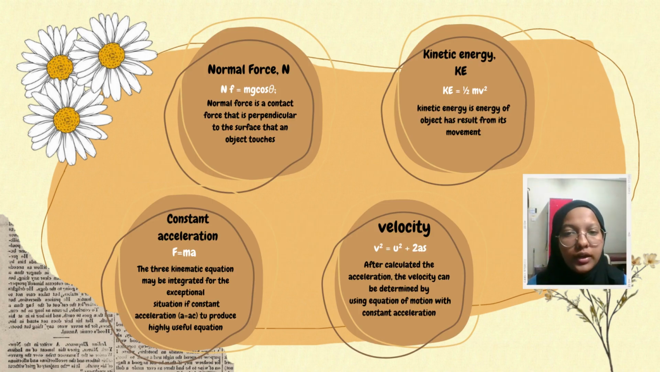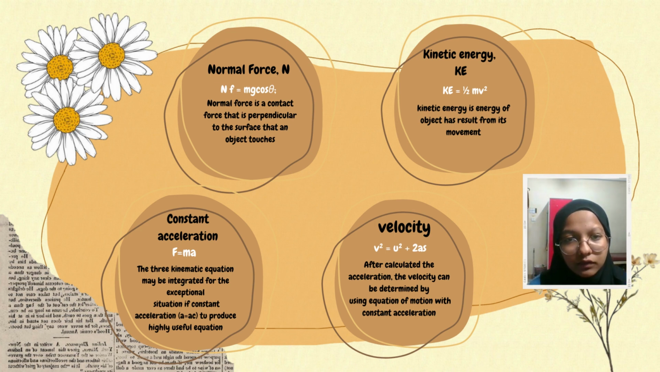Next, I will talk about the values we are going to find. First is normal force. The normal force formula is mass times gravity times cos theta. Normal force is a contact force that is perpendicular to the surface that an object touches. Second is kinetic energy. The formula is 1 over 2 mass times velocity squared. Kinetic energy is the energy an object has as a result of its movement. Third is constant acceleration. The formula is F equals ma. The three kinematic equations may be integrated for the special situation of constant acceleration to produce highly useful equations.